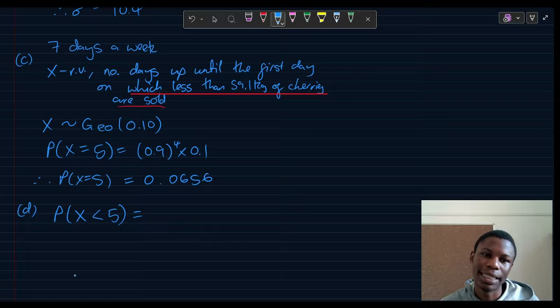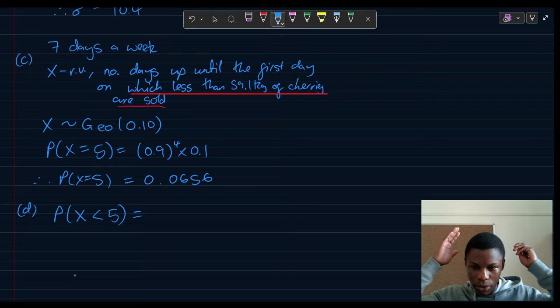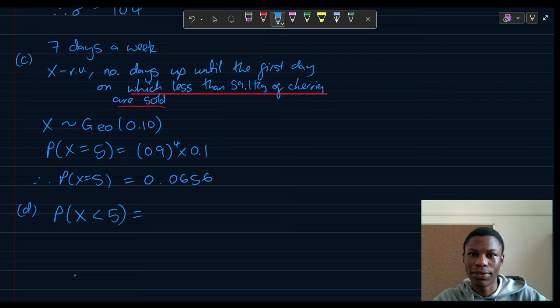So the 7, yes, it kind of hints at a binomial distribution, but remember, a binomial distribution would say that you're going to open the supermarket for 7 days, and then of those 7 days, we want to count our successes, which is not what we're doing. Here we're tracking up until first success.